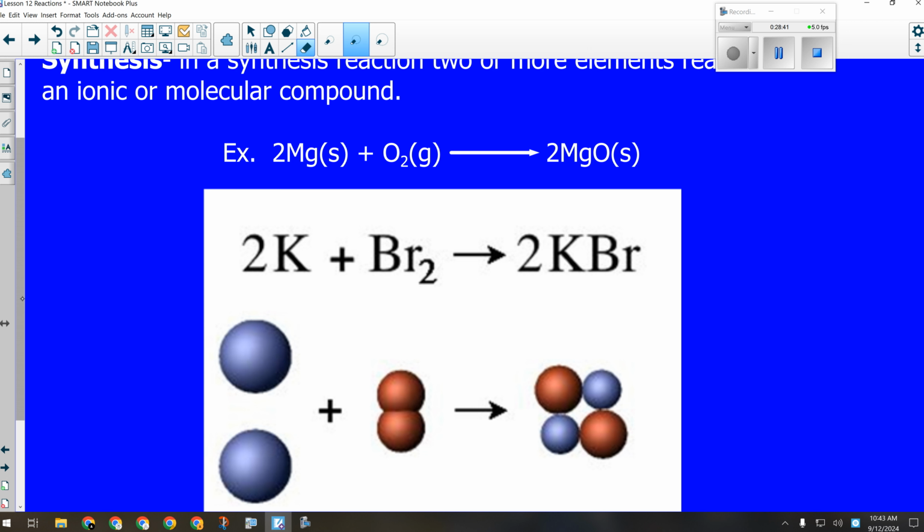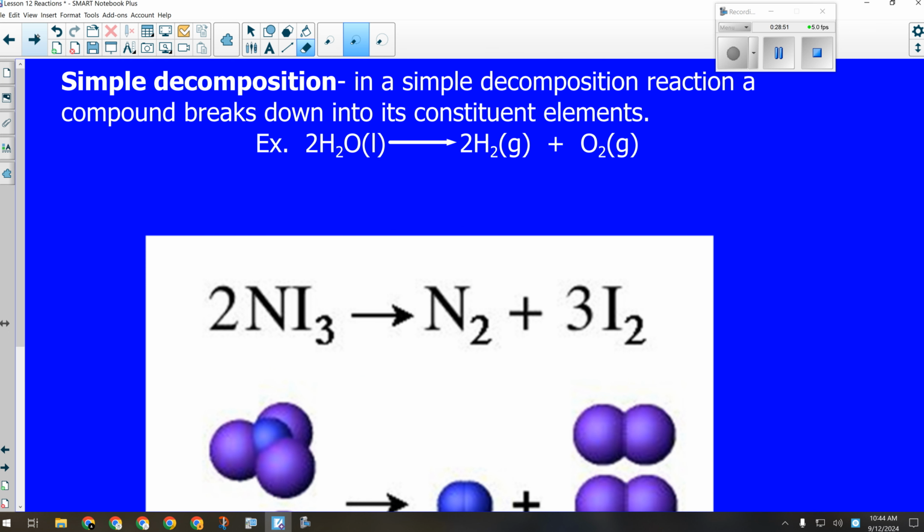All right, the opposite of synthesis is decomposition. Synthesis means to put something together. Decomposition means to break it apart. So a simple decomposition reaction looks like a synthesis reaction in reverse. We start out with a single compound and it breaks down into its 2 elements.